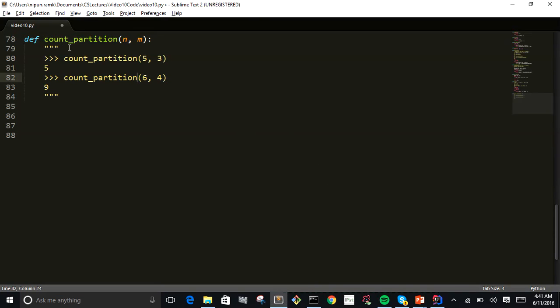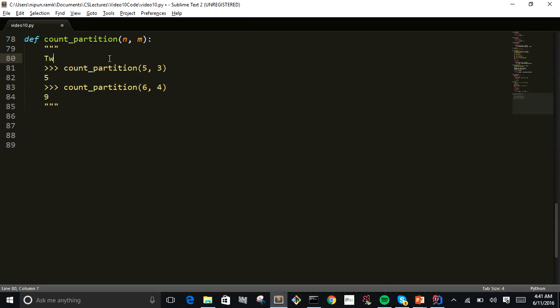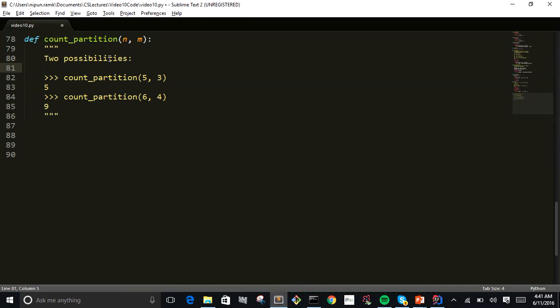So I've defined this count partition function. I've put our tests in. And now, let's just think about this. Again, we have 2 possibilities. We either use m, or at least one m to be more precise. It could be the case that we use more than one m. But if we use m, then what happens? That means we have n minus m left, and we have to partition that using parts up to m.